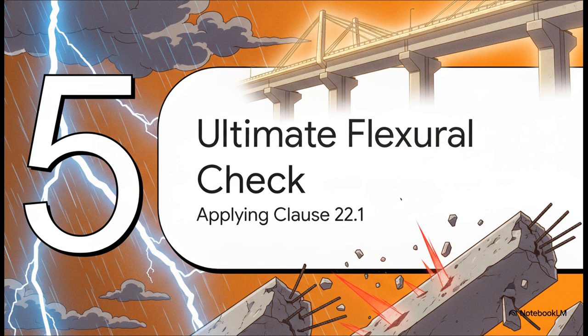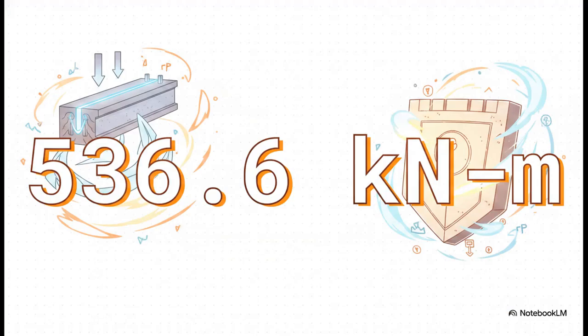Now for the real climax of our mathematical journey, checking the ultimate flexural strength by applying clause 22.1. We start by applying a 1.5 load factor to our combined self-weight, dead load, and live load. Doing that, we find our ultimate design moment is 536.6 kilonewton meters. This is the absolute maximum punishment the beam will ever reasonably take. This is our target number. Our beam's internal resistance simply has to beat this number.